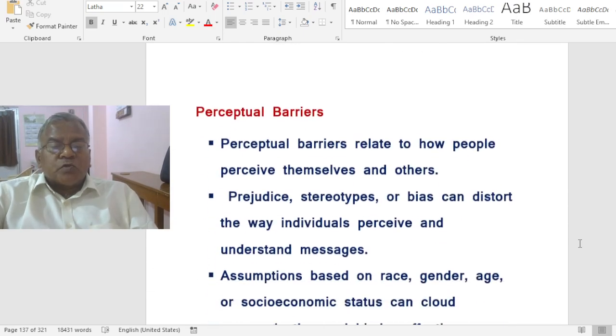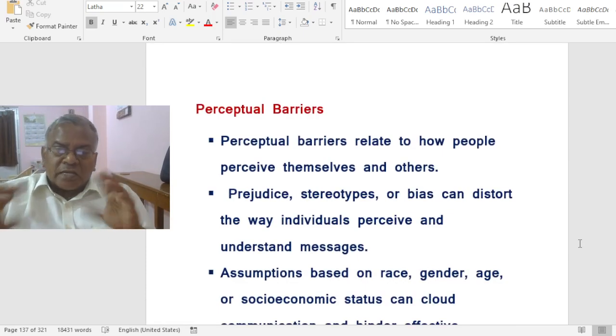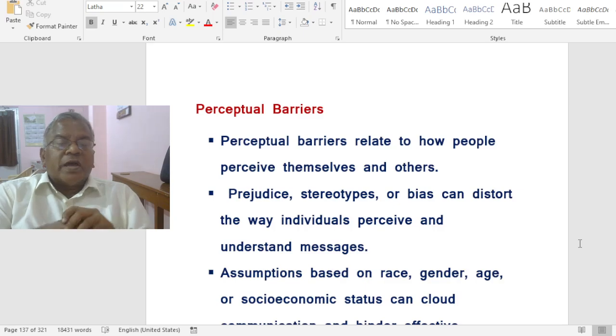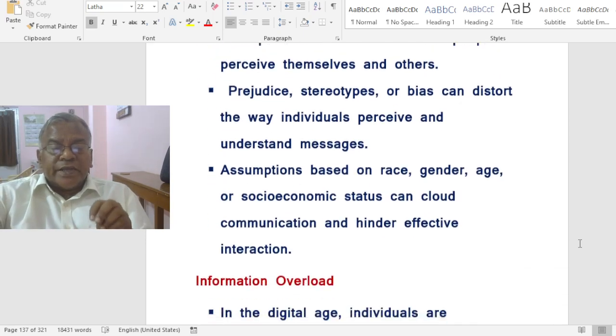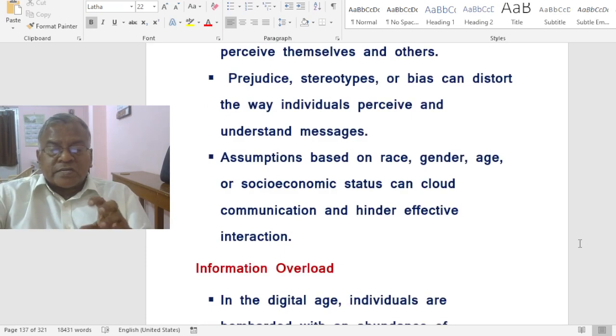Then perceptual barriers. Perceptual barriers relate to how people perceive themselves and others. Prejudice, stereotypes, or bias can distort the way individuals perceive and understand messages. They are perceptual barriers. Assumptions based on race, gender, age, or socioeconomic status can cloud communication and hinder effective interaction.